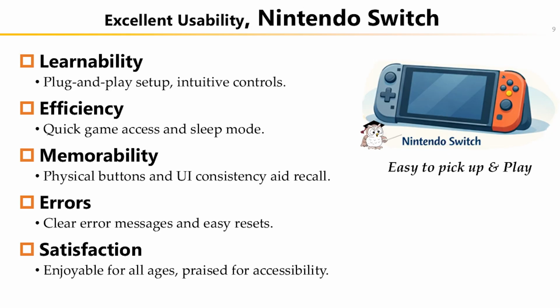Next, let's look at Nintendo Switch, which is a video game console developed by Nintendo and released worldwide. Its usability is evaluated as following: learnability, plug-and-play setup, intuitive controls. Efficiency, quick game access and sleep mode. Memorability, physical buttons and UI consistency aid recall. Errors, clear error messages and easy resets. Satisfaction, enjoyable for all ages, praised for accessibility.